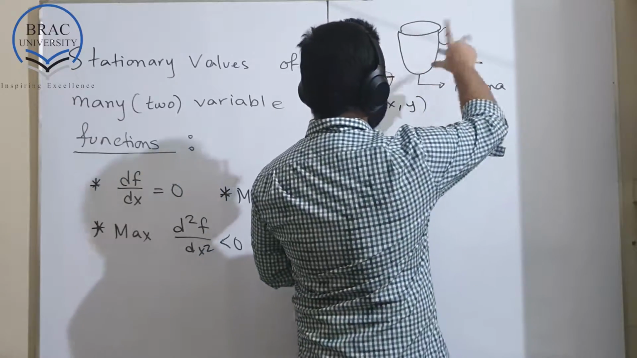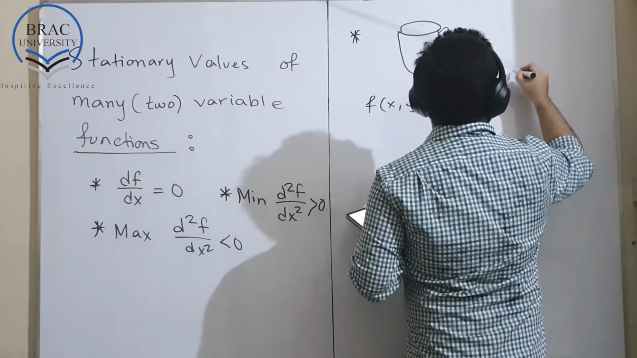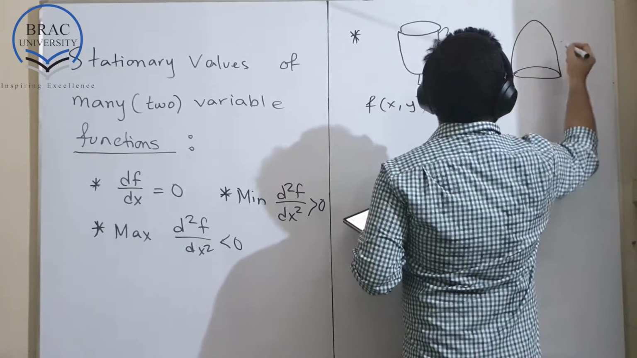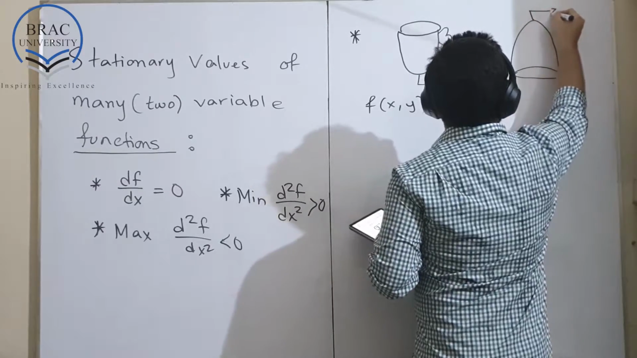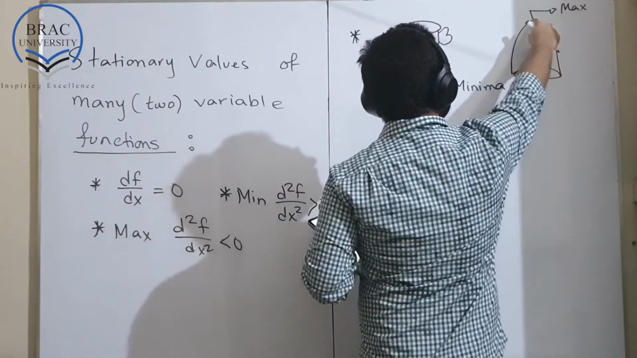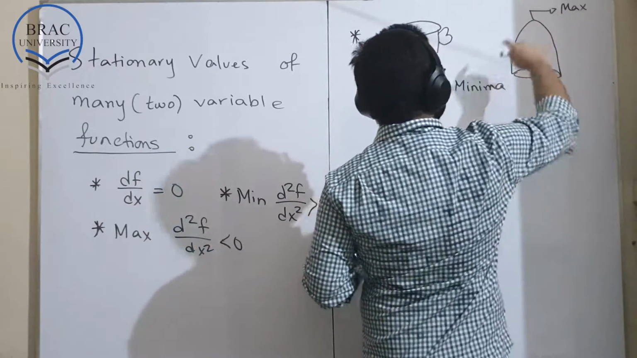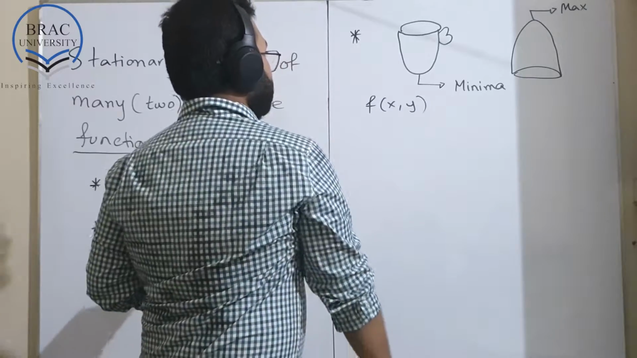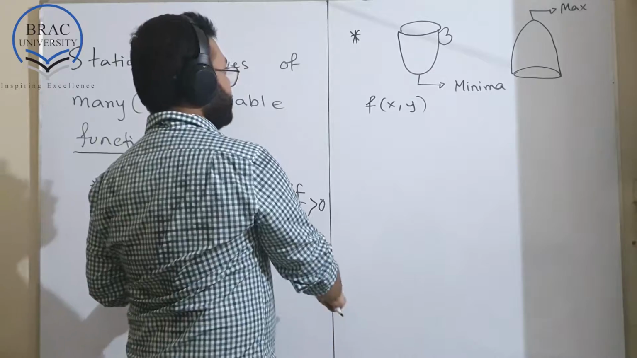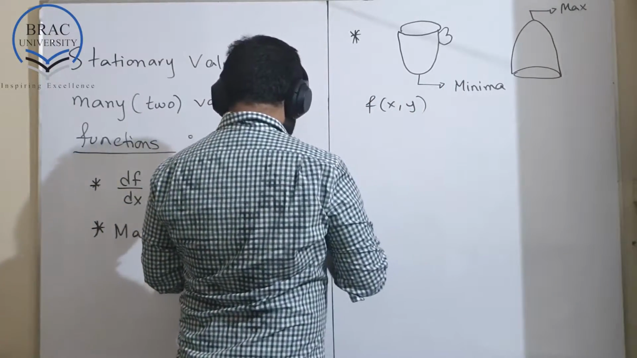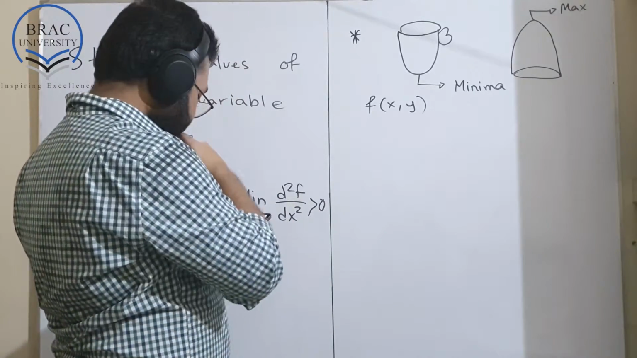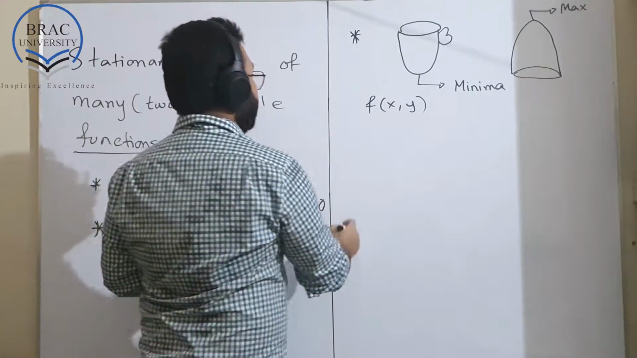Also, if you place the cup upside down, this would be the maximum. In this case, if it's placed upside down, the top would be this point and this would be the maxima. So this would be how the maxima and minima of a two variable function look. This would be the graphical representation.